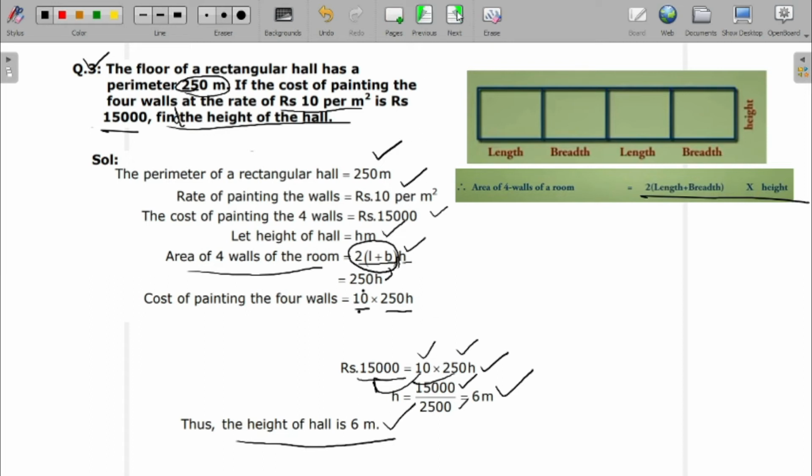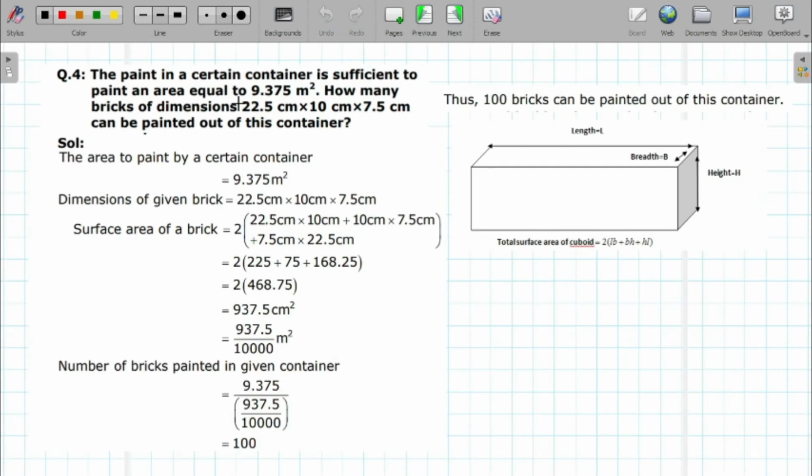Okay. So now we move to question number 4. This is question number 4. Paint in a certain container is sufficient to paint an area equal to this one. How many bricks of this dimension can be painted? Dimension means this is length and this is breadth and this is height. So the area to paint in a certain container is this one. Dimension of the brick is given as this one.